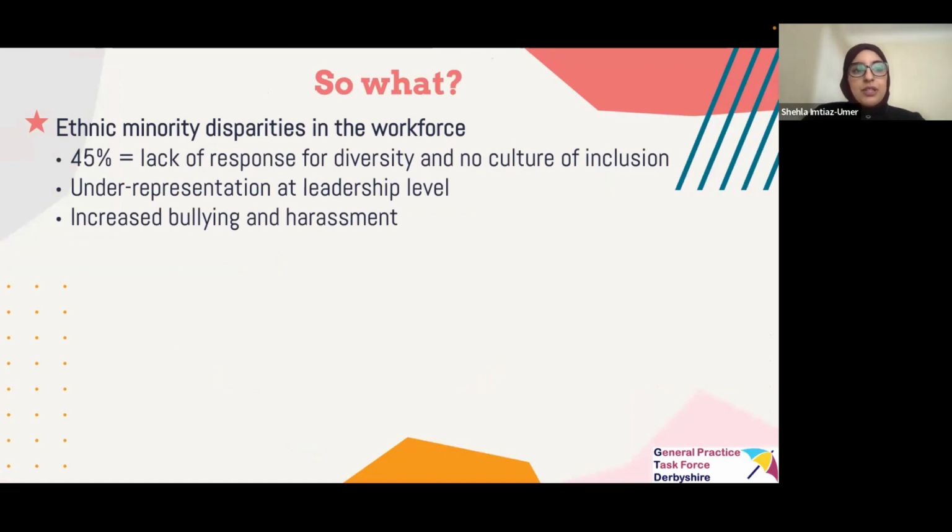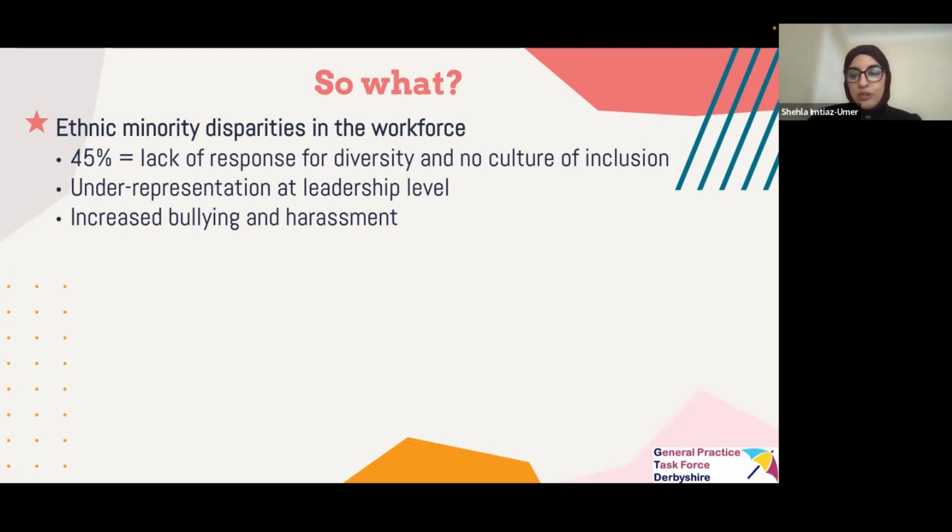And as those reports have shown, there are ethnic minority disparities in the workforce. Previous surveys have shown that 45% of staff feel that there's a lack of response for diversity, there's no culture of inclusion, and the lack of visible leadership and positive role modelling at leadership level means that those ethnic minority disparities are only further exacerbated. We know that ethnic minority staff members are more prone to increased bullying and harassment, and that's not just from colleagues, but also from patients as well. And that lack of progression means that staff are not going through their careers in the way that they want.